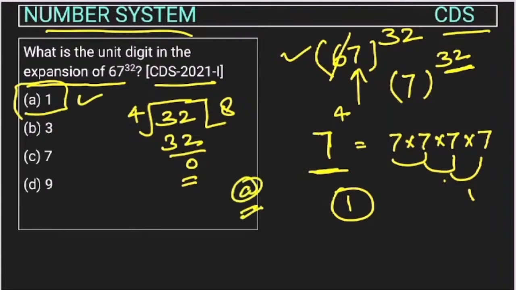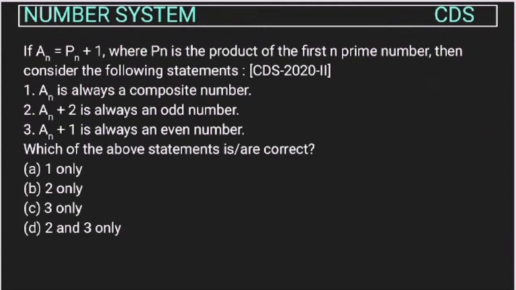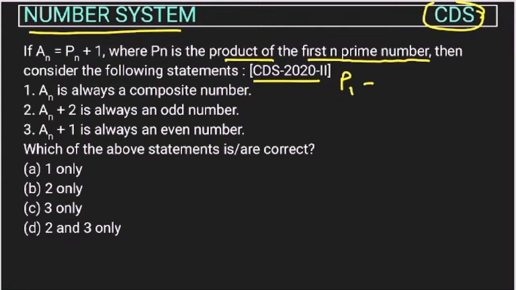Now let's see this question from the number system chapter asked by UPSC in their CDS exam of 2020. If an is equal to Pn plus 1, where Pn is the product of the first n prime numbers, then consider the following statements. So an will be Pn plus 1. Let's take n as 1. The first prime number is 2, then a1 will be 2 plus 1, 3.